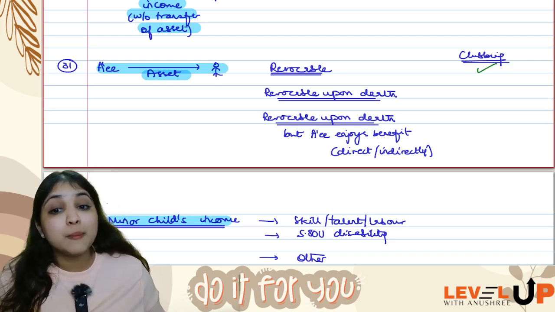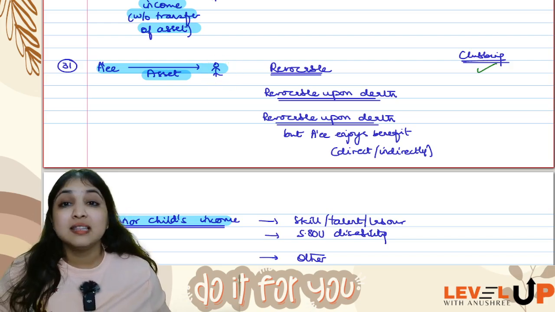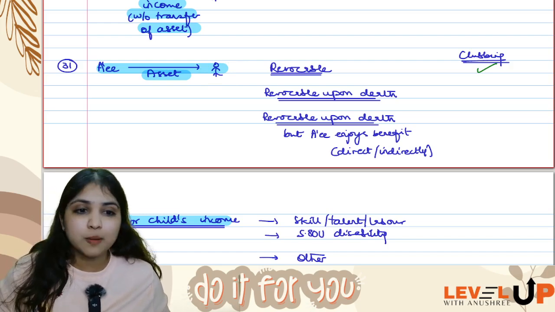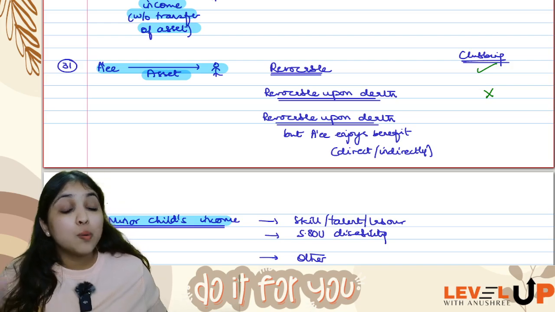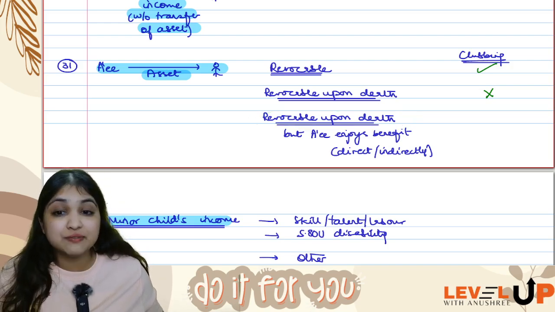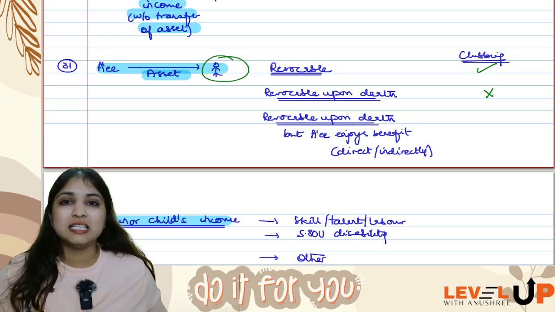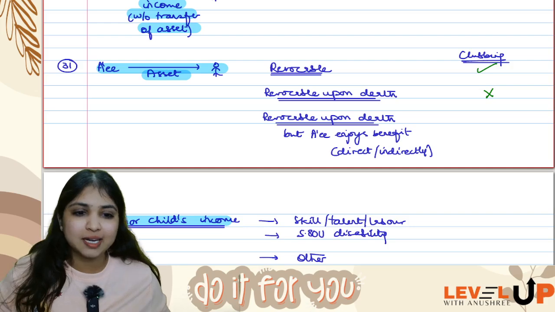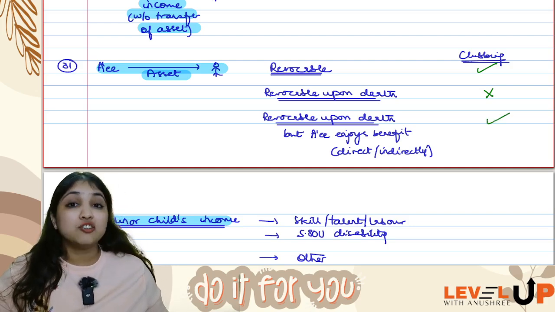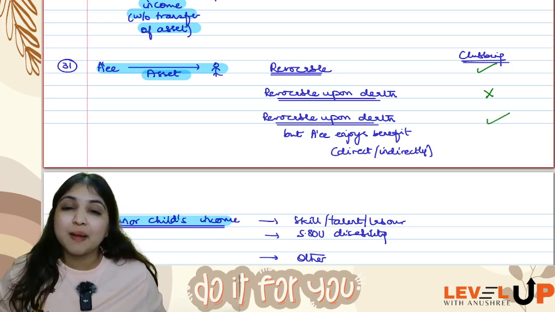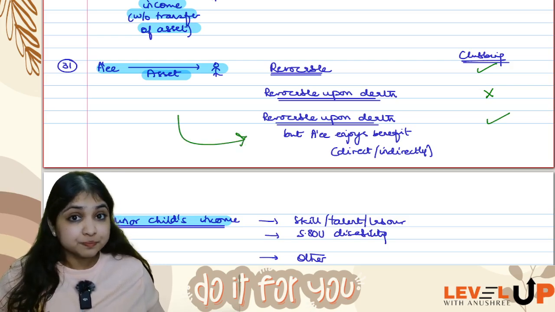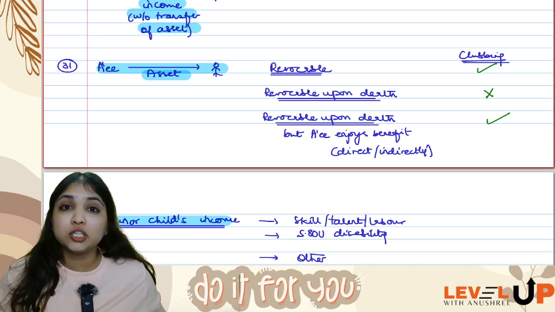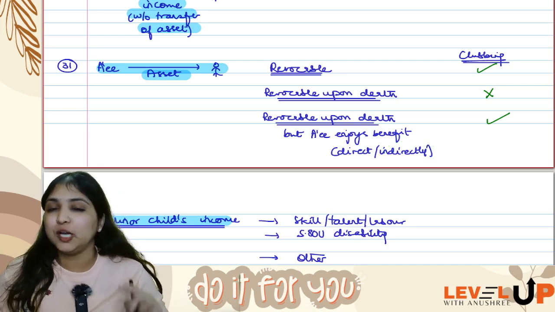But if it is revocable only upon the transferee's death, then we will treat it as if it is irrevocable and we will not apply clubbing. However, if it is revocable upon the transferee's death, but during the transferee's lifetime, if the assessee is enjoying any benefit directly or indirectly, there also we will club. Try to recall one big question in the clubbing chapter we had worked out which covers this. Right? Even a small amount of benefit, even if it is indirectly, it will be clubbed.